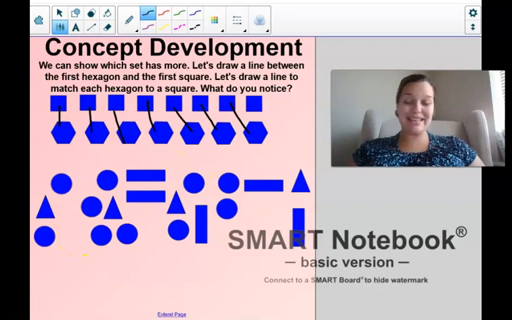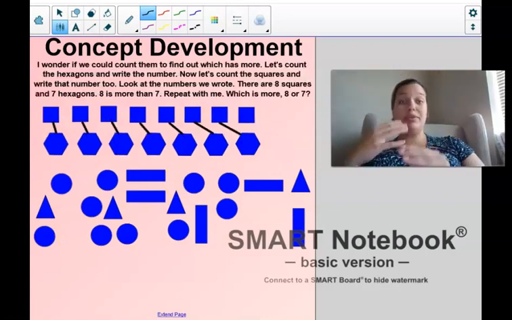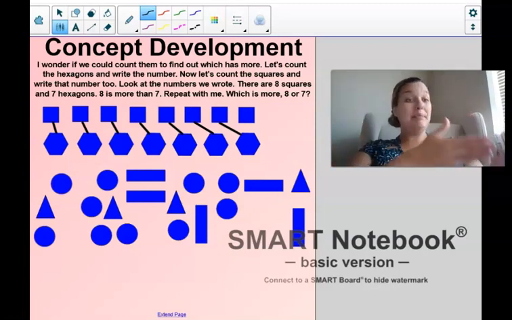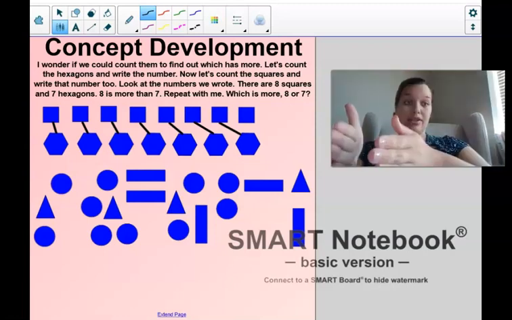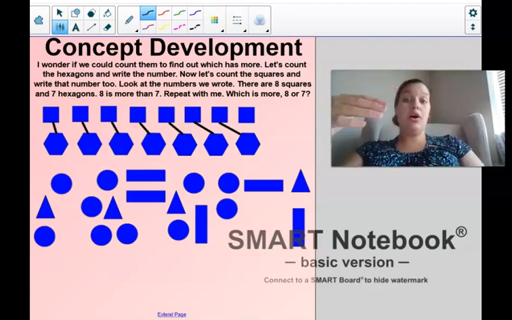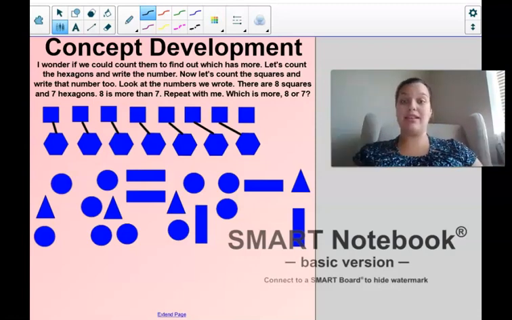Great job, guys. Okay, so now what we're going to do is we're going to make a number statement out of this. So we're going to figure out how many squares, and then we're going to say blank is more than blank. So our squares, we already agreed we have more squares. Our number of squares is more than our number of hexagons. So let's count and figure out how many squares we have.